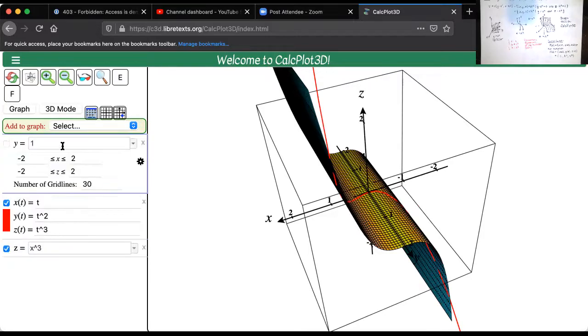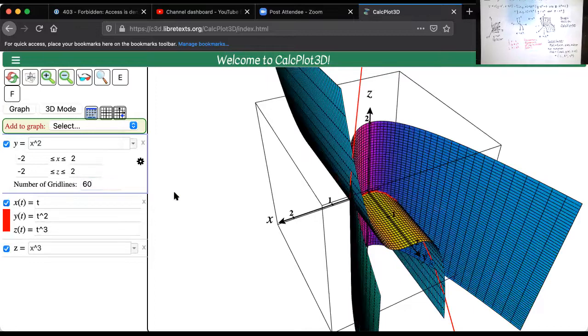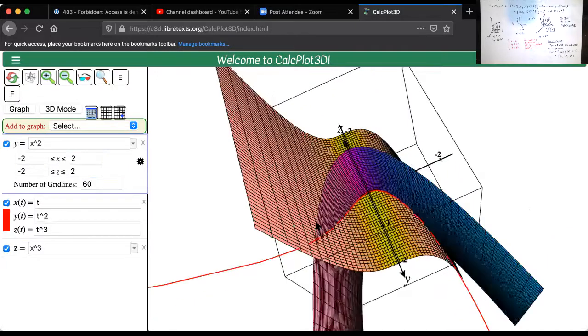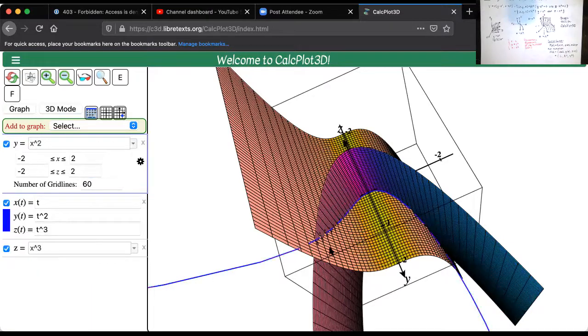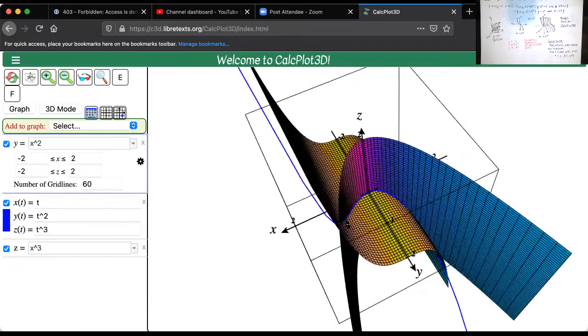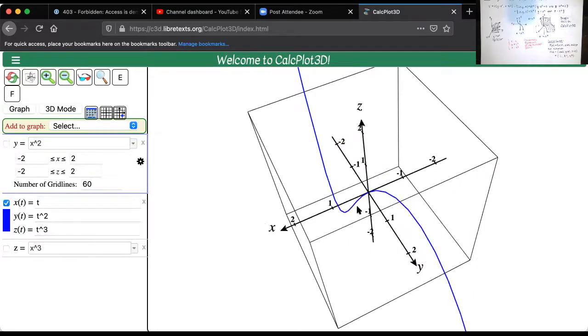Let's also graph y equals x squared, and I want 60 grid lines. And so now you can see where y equals x squared intersects with z equals x cubed, and then we have this equation here. I like it in the royal blue instead. But let's get rid of the surfaces again. And now we've got our twisted cubic.